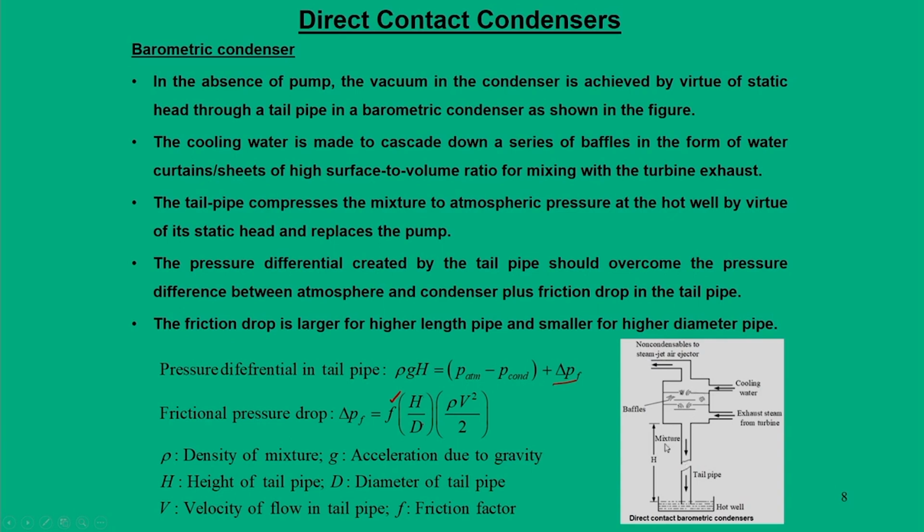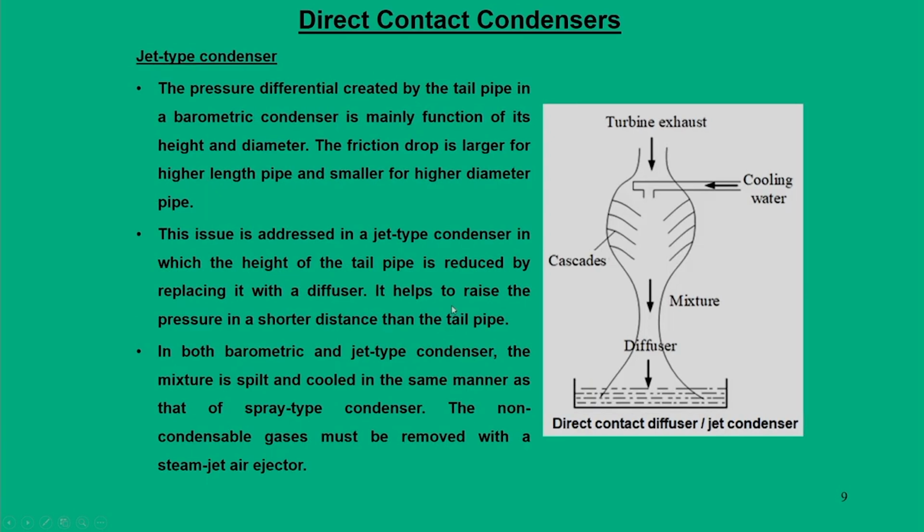And the role of this tailpipe is to compress the mixture to atmospheric pressure in the hot well by virtue of static head, and thus it replaces the need for the pump. This is one aspect of what we call a barometric condenser, and here also both the exhaust from the turbine and the cooling water are allowed to mix.